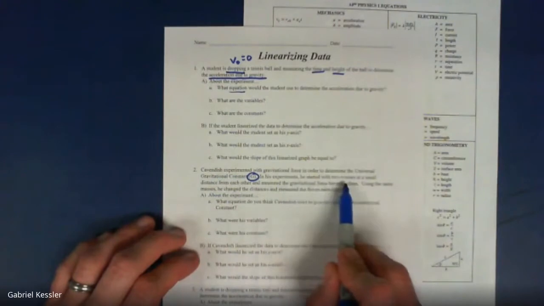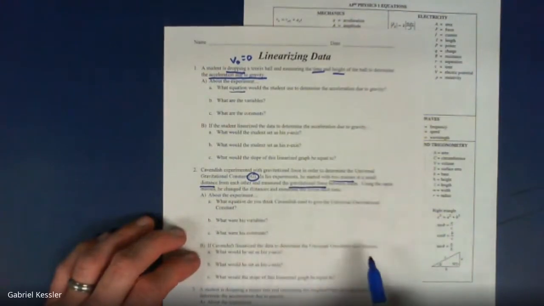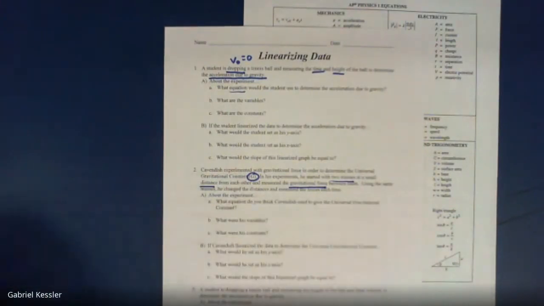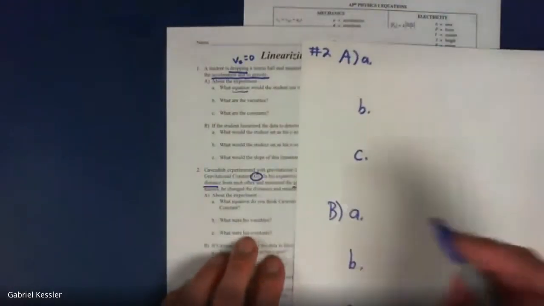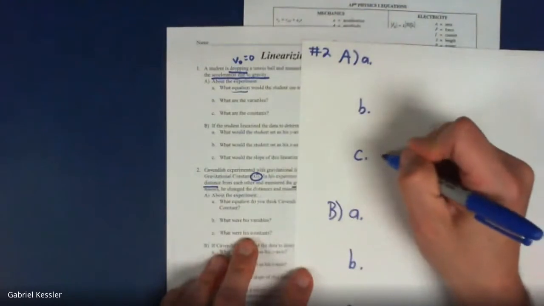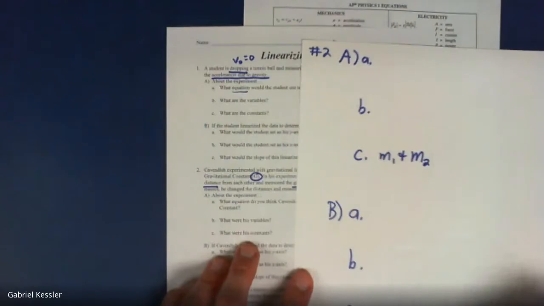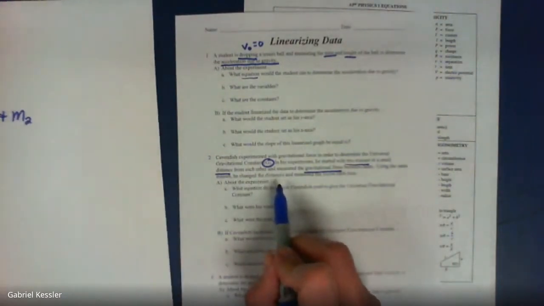In his experiment, he started with two masses that are small in distance from each other and measured the gravitational force between them using the same masses. So he held the masses constant. All right, so back to our questions, the constants, right? He said he held the same masses every time. So mass 1 and mass 2 are both going to be the same. Not the same as each other, but the same in every experiment that he does. He changed the distances. All right, so that makes that a variable.